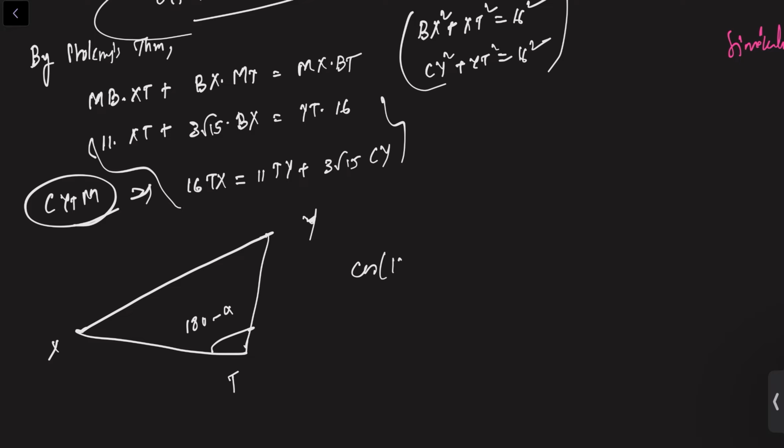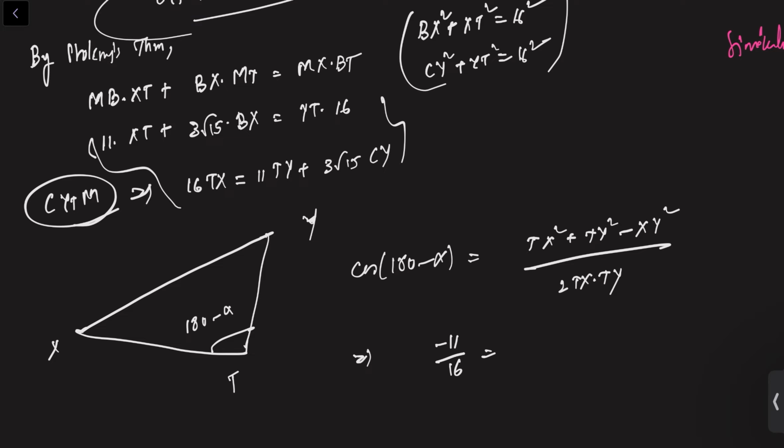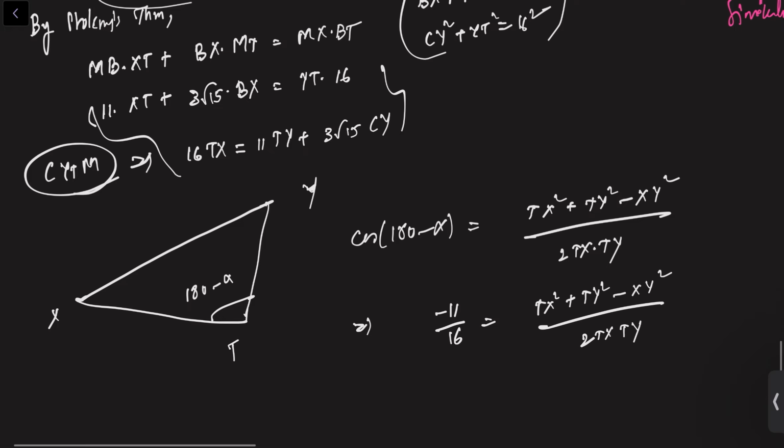So that means cos of 180 minus alpha, we already know that cos alpha is 11 by 16. So that is (tx² + ty² − xy²) divided by 2 times tx times ty. From allied angles, cos(180 − alpha) is minus cos alpha. So that means it is minus 11 by 16, (tx² + ty² − xy²) whole divided by 2 times tx into ty.